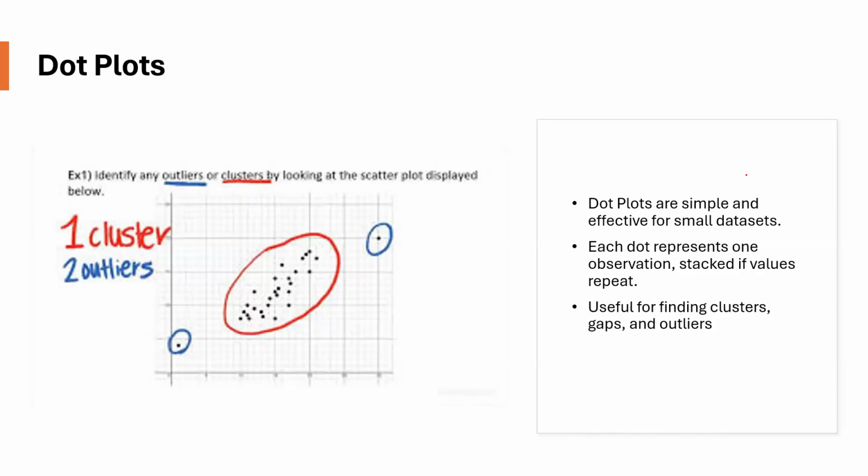By the way, the graph that you're looking at on the screen is a scatter plot, not a dot plot, okay? Now, this scatter plot I picked because somebody already made it, and it easily shows clusters and outliers.